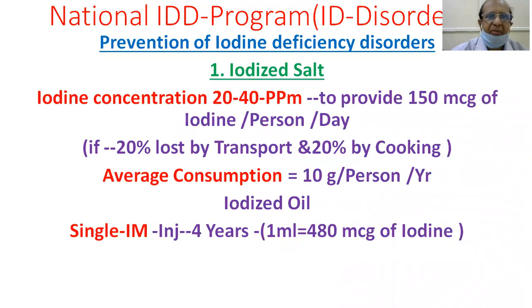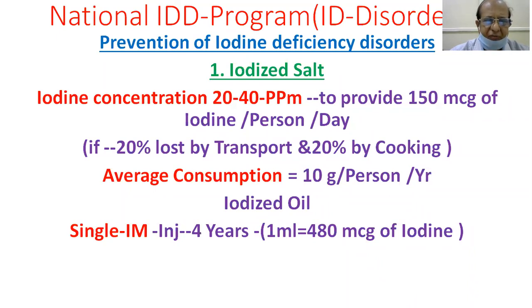Coming to the prevention of iodine deficiency disorders. Number one is iodized salt. Iodine concentration 20 to 40 ppm to provide 150 micrograms of iodine per person per day. Even if 20% is lost by transport and 20% by cooking, this much will be available if you supply iodized salt at 20 to 40 ppm. Average consumption is 10 grams per person per day.